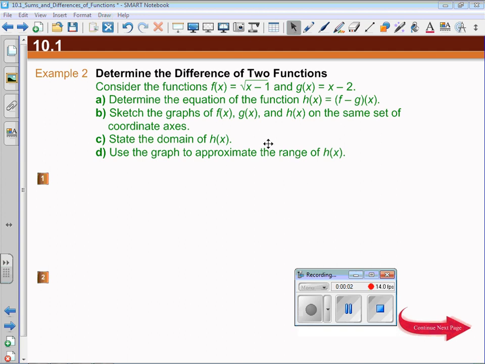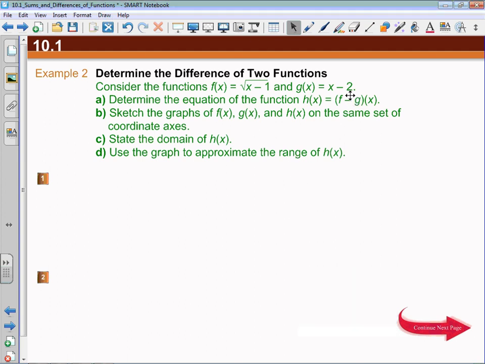Example 2 in 10.1 is much the same, except it's subtraction instead of addition, just to make sure you read that function notation carefully. We're going to get right into the actual function itself. Now, you have to be a little bit careful because with addition, the order in which you add doesn't matter, but the order in which you subtract makes a really, really big difference.